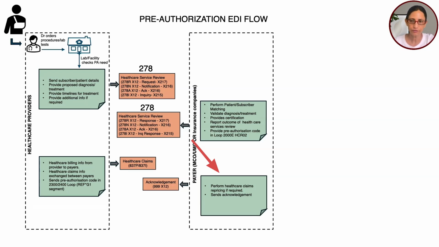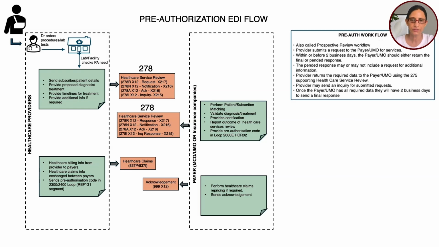So this was the entire flow of pre-authorization, which I want to again showcase here, just a highlight of the steps we've already gone through. It's a prospective review workflow. The provider has to submit the required information. If required, the payer will ask for more information, and the provider will submit any missing information, and then the payer has to finally, within 2 business days, provide the final response to the provider. So this was the entire pre-auth workflow.